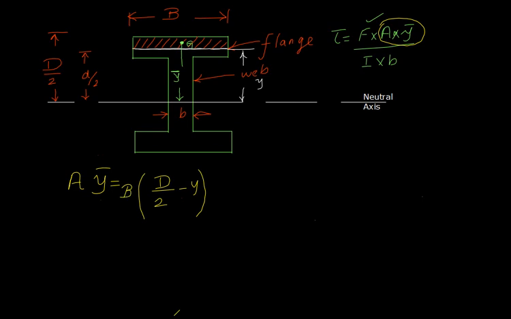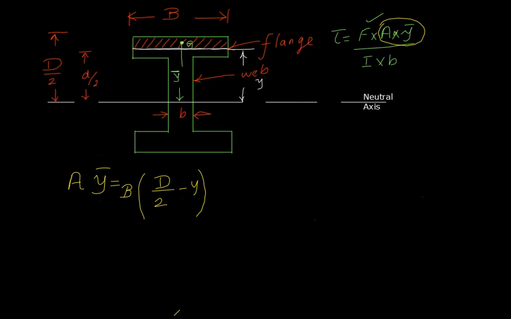So that is the area of the shaded portion, and y bar is the distance from the centroid of the shaded portion to the neutral axis, and that distance is, first let me write the distance from the centroid to the layer that is under investigation, which is going to be half of D by 2 minus y.